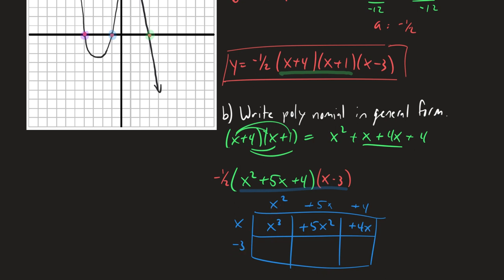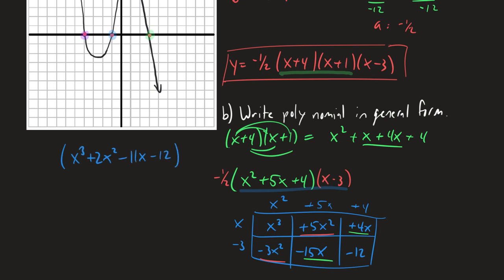-3 times x squared would be -3x squared. -3 times 5x is negative 15x, and then negative 3 times positive 4 is negative 12. Do have some like terms here to combine. So I'm going to bring that over here to the left. So I'm going to have x cubed. 5x squared minus 3x squared is 2x squared. 4x's minus 15x's is negative 11x's, and minus 12.